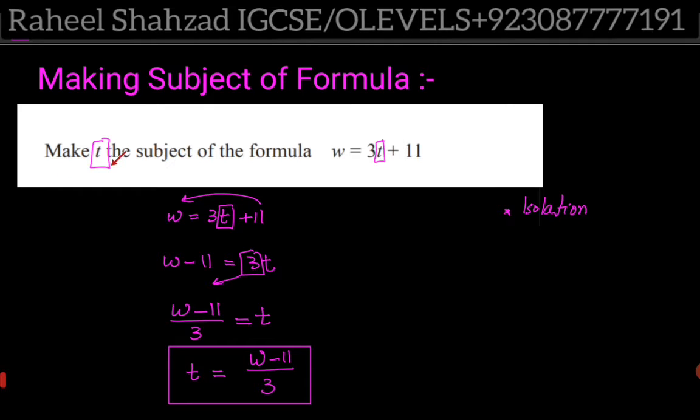Again, have a look. Make t the subject of the formula. w was equal to 3t plus 11. So you need to bring this t separate from all the other values and constants. So you need to rearrange it for t. So w is equal to 3t plus 11. You're going to take 11 on the other side. 11 is being added here. When we take it to the other side, it will be subtracted, right? And then we have 3t and we need value of t. 3 is being multiplied to t. We are going to take 3 on other side. So it is w minus 11 divided by 3. So that is subject of the formula, right?